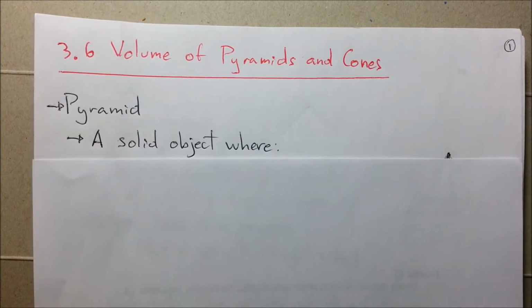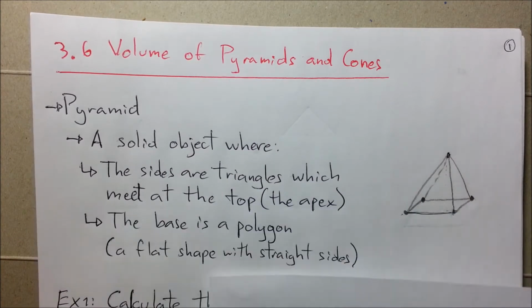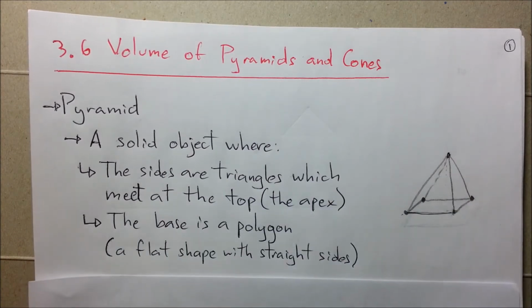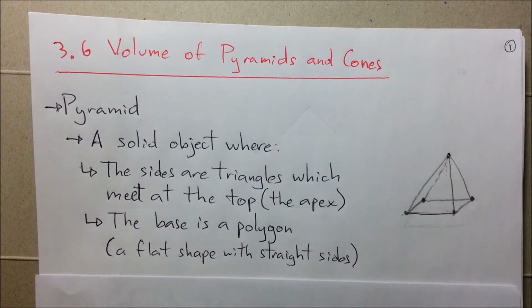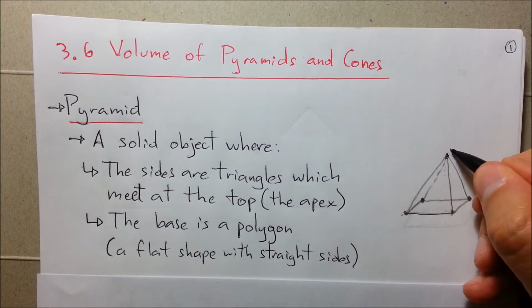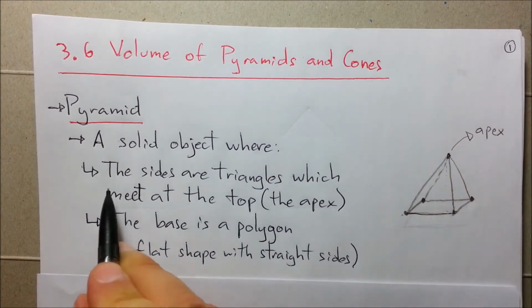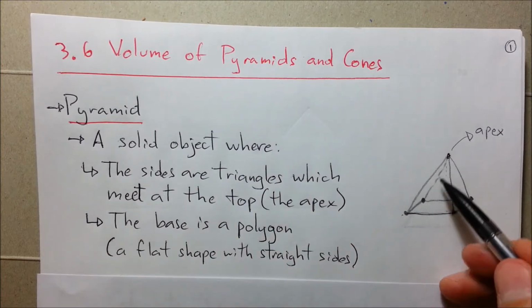Pyramids. What's a pyramid? Well, it's a solid object where the sides are triangles which meet at the top. It's called the apex. So here it is. And the base is a polygon, a flat shape with straight lines. So in other words, in this example right here, the very top is called the apex. And so the sides are triangles which meet at the top.